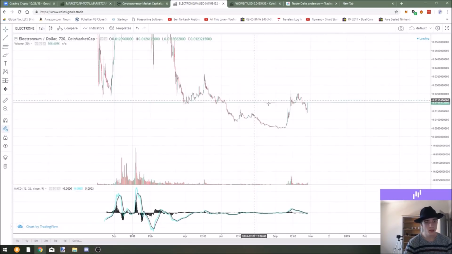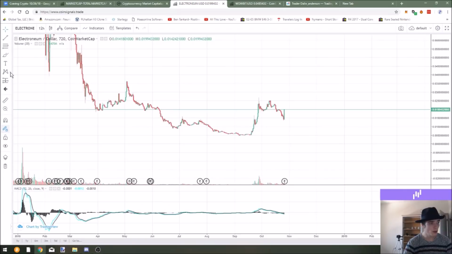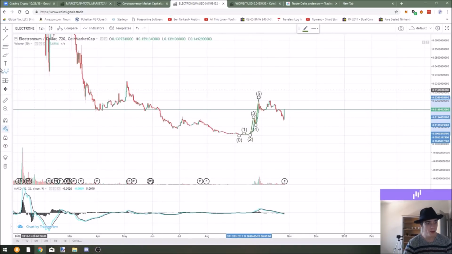Now, I'm just going to switch to the 12-hour time frame here so we can zoom out just a little bit. To count the waves of this setup that we're seeing, this would be a 1 and a 2 wave. This is going to be your 3 and your 4, and that will be your 5th wave. And then this did an ABC correction.